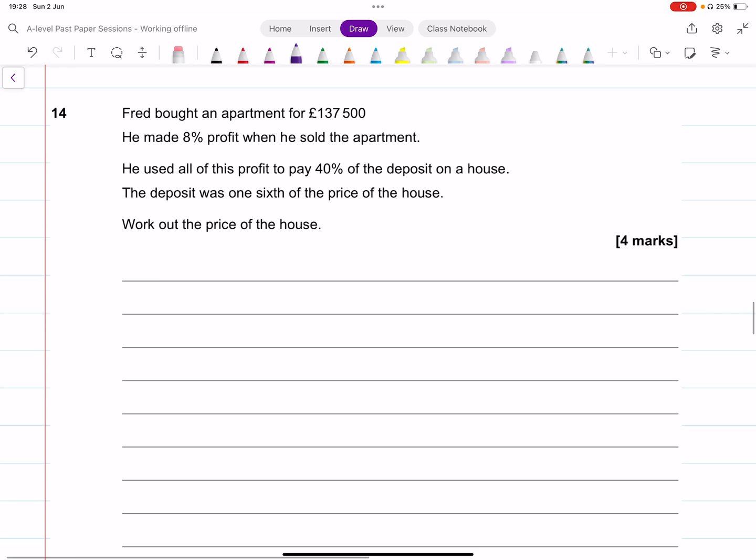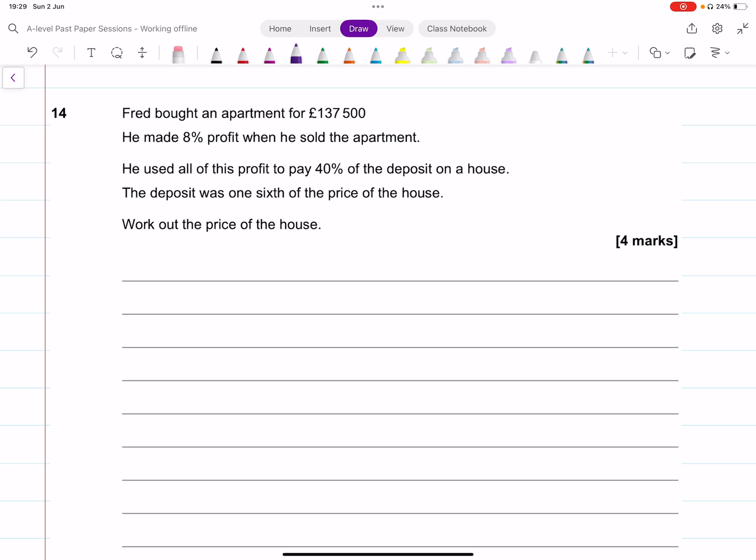Question number 14 from this paper. It says Fred bought an apartment for £137,500. He made 8% profit when he sold the apartment. He used all of his profit to pay 40% of the deposit on a house. The deposit was 1/6 of the price of the house. Work out the price of the house.